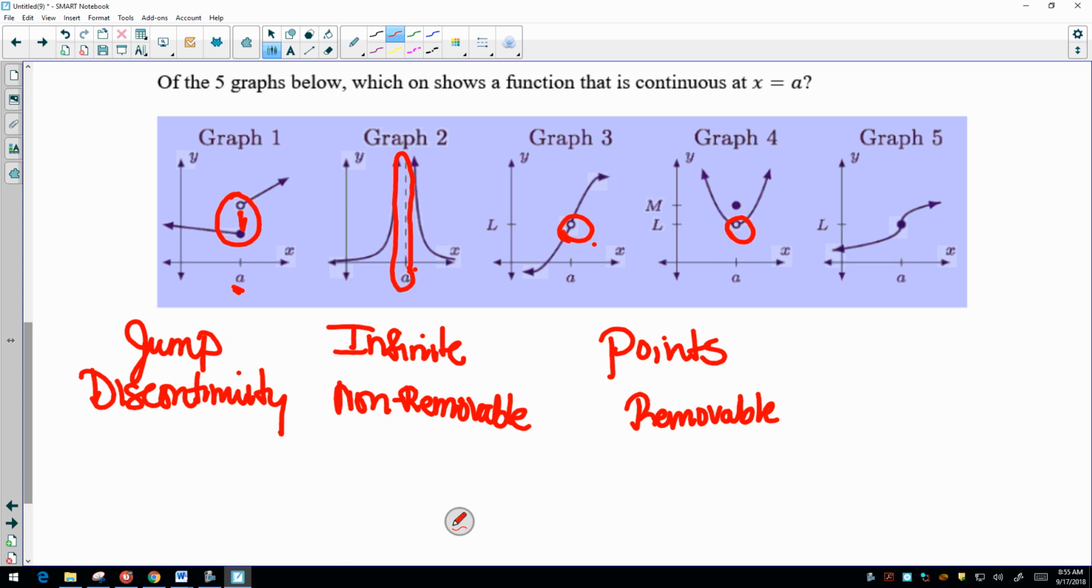Okay. Number 5, this is continuous. This is the only continuous graph we have. Okay, when I trace this graph, I see I can trace this entire graph without having to pick my pen up. Therefore, it's got to be a continuous function. So graphs 1, 2, 3, and 4 were all discontinuous. Graph number 5 was our only continuous function.